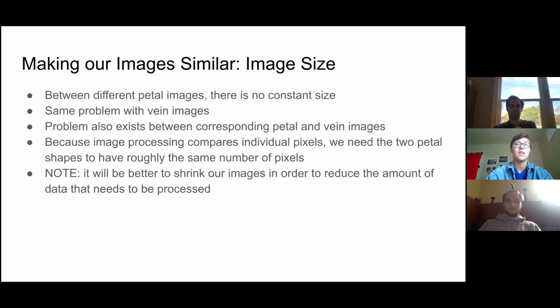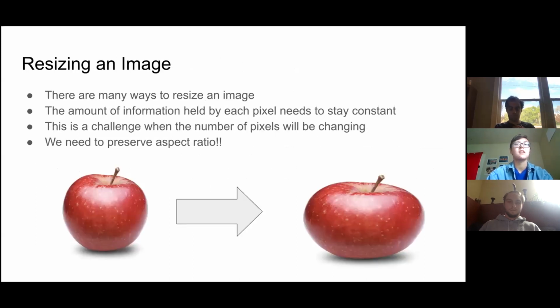So between the petal images, there's not really a constant size because they've been taken by different labs and with different cameras at different distances. Because our image processing pipeline compares individual pixels, we need them to have about the same number of pixels. And again, we prefer to reduce the amount of data that we have to process in the interests of time. So we shrink the images.